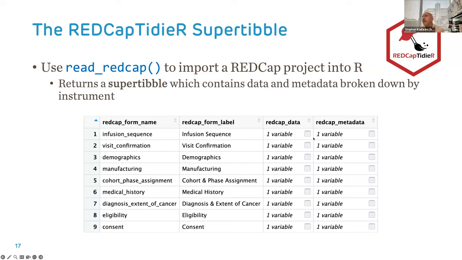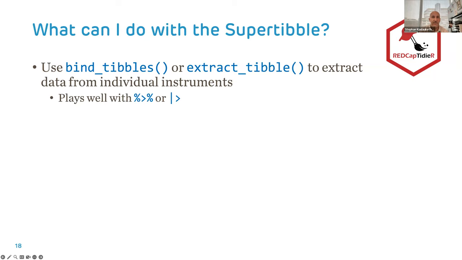And so what you can do in the RStudio IDE, I can't do it right here right now, but you can click on this table icon and you can drill down into the data. And this is a really, really easy way to do initial data exploration on a project-wide level. So what else can you do with the supertable? We have two ways to extract instruments data from this. The first is bind_tibbles. bind_tibbles makes the data tibbles magically appear in your environment. extract_tibble is another mechanism where it extracts and returns an individual data tibble that you specify. And both of these functionalities pair well with the pipe operator.